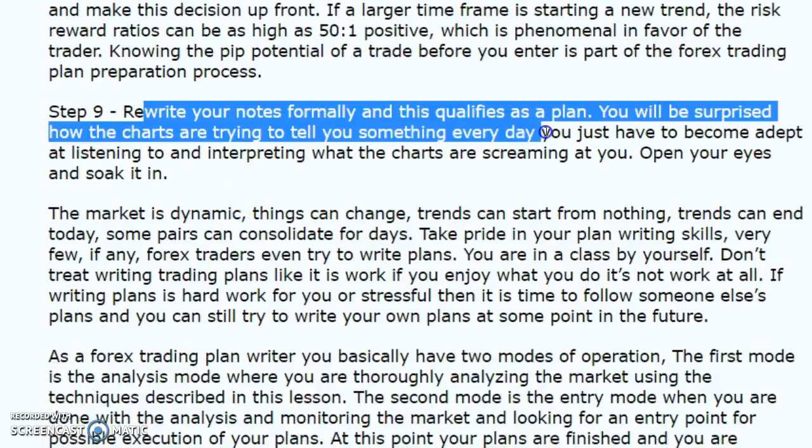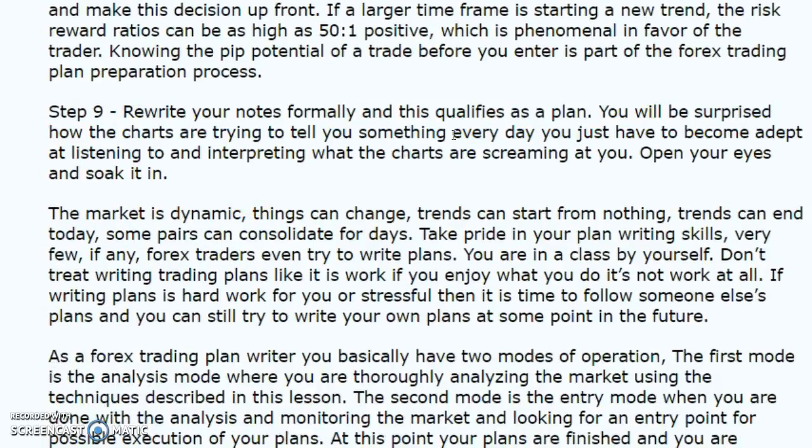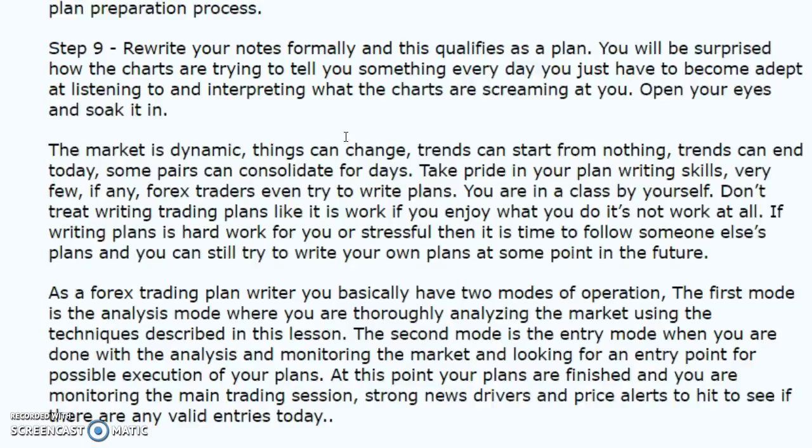Take all of your written notes, rewrite them, and then that qualifies as a trading plan. Just look at the charts, soak in what you see, write down your observations, and you're on your way to writing Forex trading plans.